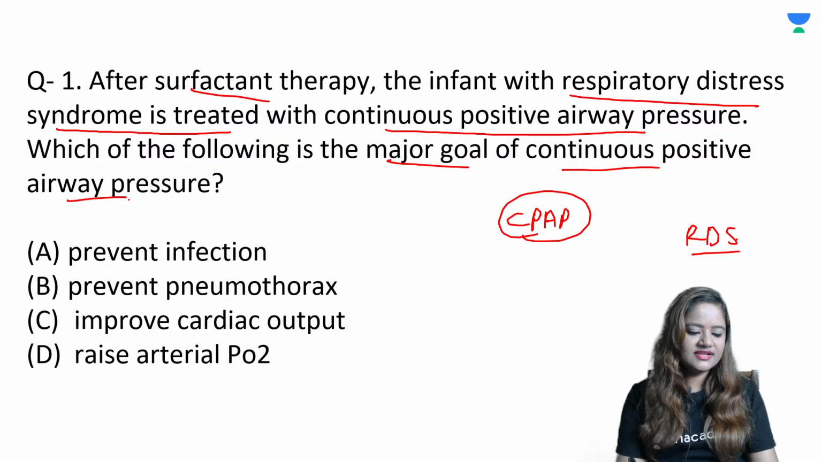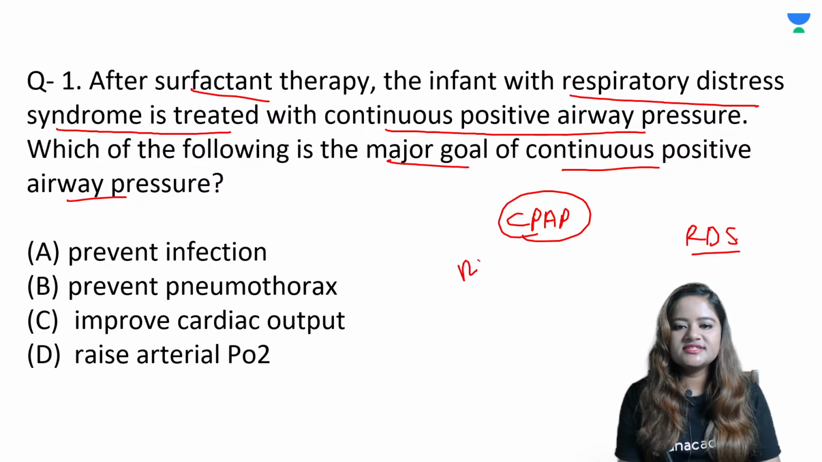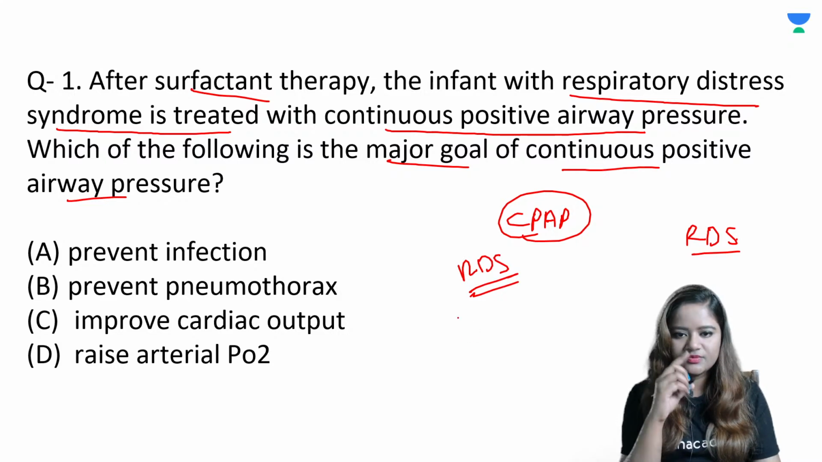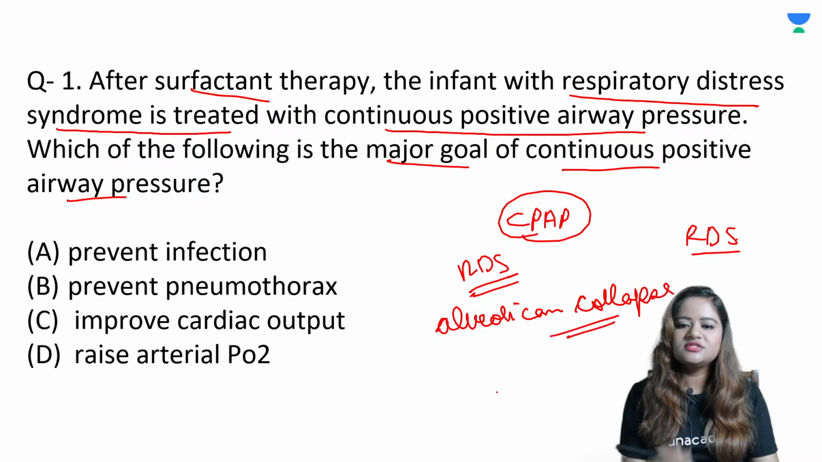Okay, so one person has answered as option number D. Any other response from anybody? What could be the exact indication of giving a continuous CPAP to a newborn who has got respiratory distress syndrome? So in respiratory distress syndrome, basically there is lack of surfactant. So because of the lack of surfactant, what is going to happen? The alveoli can collapse. Alveoli can collapse at the end of expiration. Okay? So because of the collapse of alveoli, there is going to be CO2 retention.